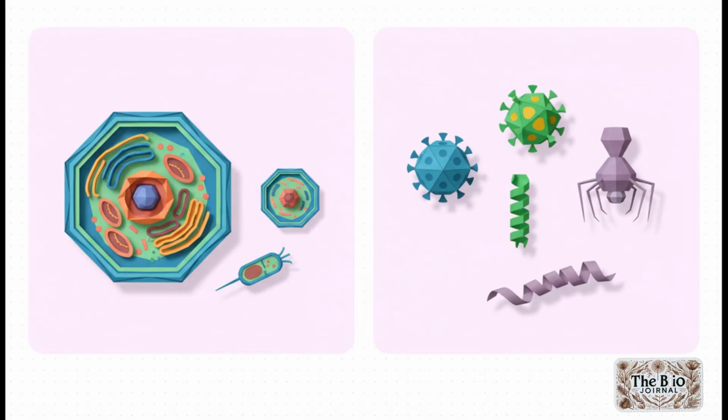So you can basically split everything into two big groups. You've got your cellular organisms, things with a proper cell structure, like bacteria and fungi. Then you have the acellular particles, things that aren't really cells at all, like viruses. Let's tackle the cellular guys first.